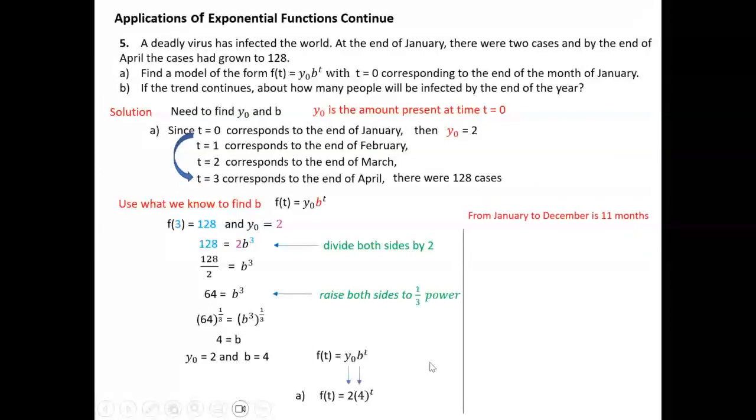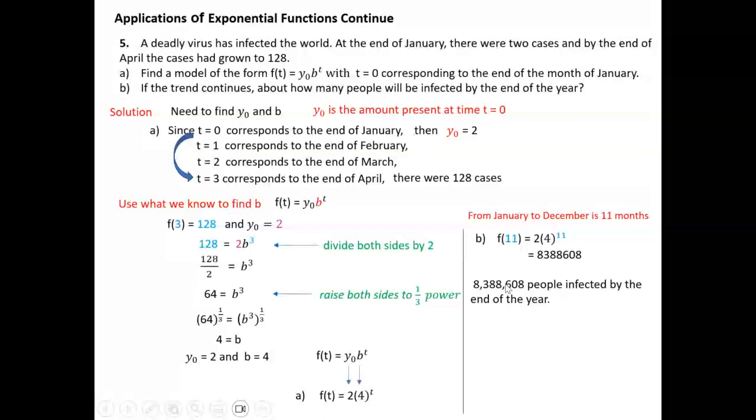Now for B part, from January to December is 11 months, because it says by the end of January to the end of December is going to be 11 months. So we're going to evaluate the function in part A. We're going to evaluate f of 11 for part B. So all we do is put in the calculator: 2 parentheses 4 to the 11th power will give us 8,388,608 people would be infected by the end of the year.